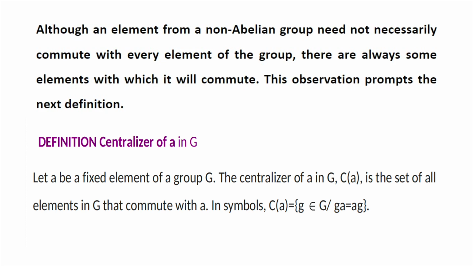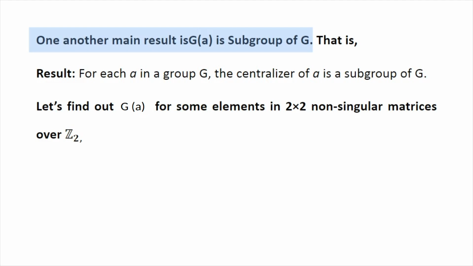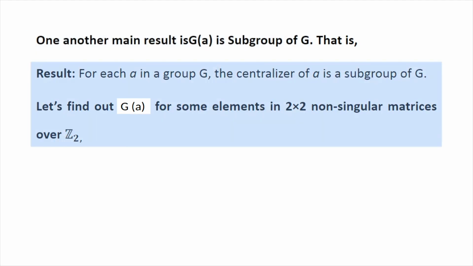The centralizer of a in G, that is C(a), is the set of all elements in G that commute with a. In symbols, C(a) is equivalent to the set of g in G such that ga is equivalent to ag. Another main result is that C(a) is a subgroup of G. That is, for each a in a group G, the centralizer of a is a subgroup of G.